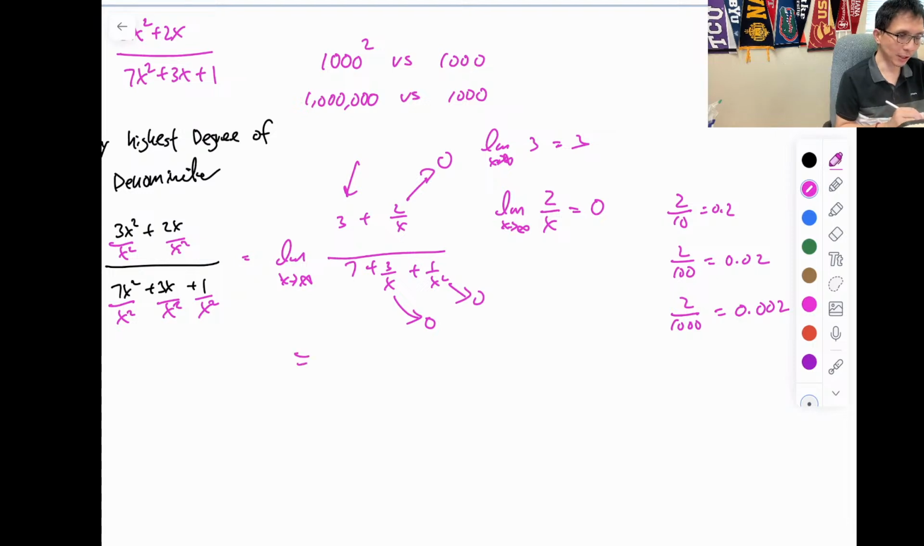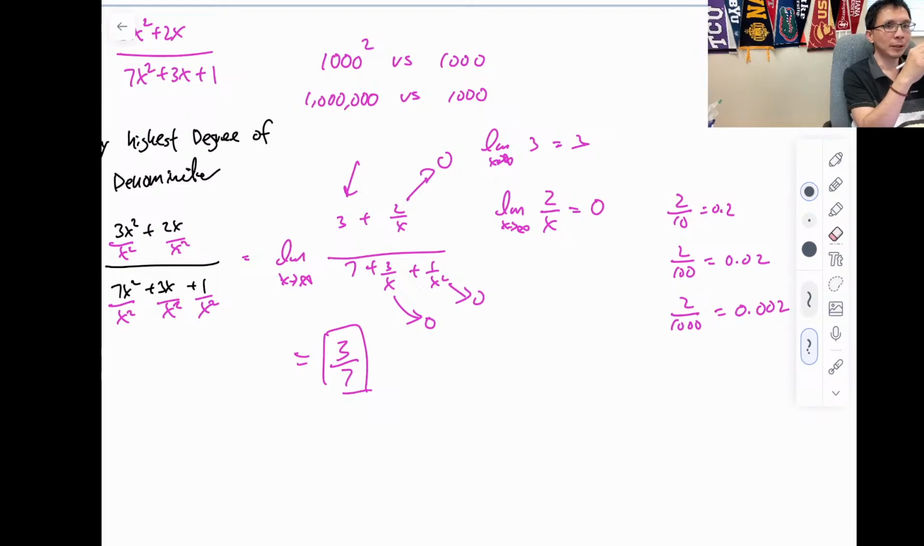So the answer is going to be 3 over 7. Is that okay? Yes. That was just after we divided by the denominator, it's just the first number. So you divide by the highest degree of the denominator. You try to create a situation where you can see the limit as x approaches 0, and all other terms are pretty much going to go to 0 if you have x on the bottom.